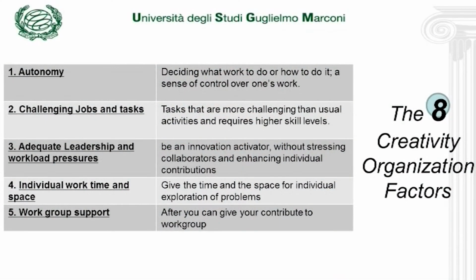We can create the same eight creativity factors for the organization. So how can we increase them? First, with autonomy. According to the models we explained in the last lesson, autonomy is a large part of intrinsic motivation. So the first one is the autonomy of the workers. Second, challenging jobs and tasks: if you give more challenging activities, people can use their brain more in a creative way. Then, adequate leadership and workload pressure. Don't apply too much pressure, because if you have high pressure you have low creativity.